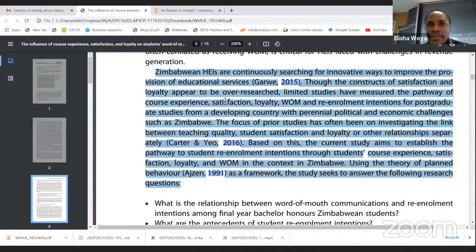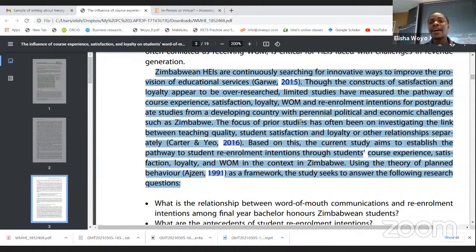Let me mute Tendai there. Zimbabwean HEIs are continuously searching for innovative ways to improve provision of educational services. Though the constructs of satisfaction and loyalty appear to be over-researched, I am demonstrating as a researcher that I am aware that many people have written about issues of satisfaction, and many people have written about issues of loyalty.